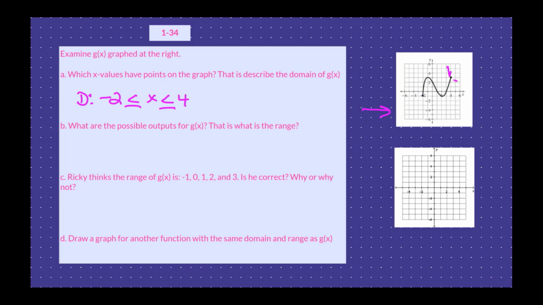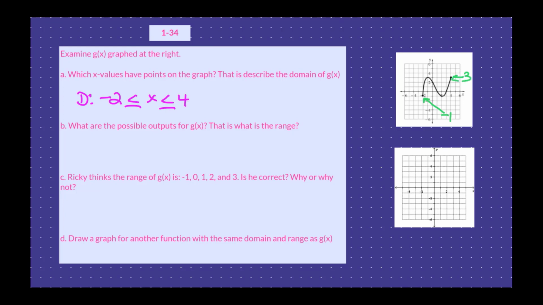So let's erase these marks here, because now we're going to talk about the range. Okay, so on the range, let's use a different color because I like to use different colors. On the range, we're looking at the y values. It's kind of hard to see here, but if you look at your homework, you can also see it. -1 is my lowest y value, okay? And my highest y value is 3.